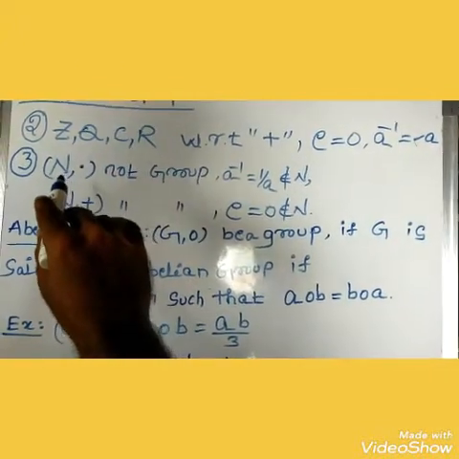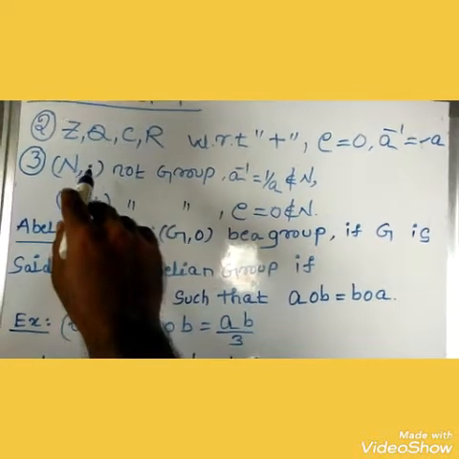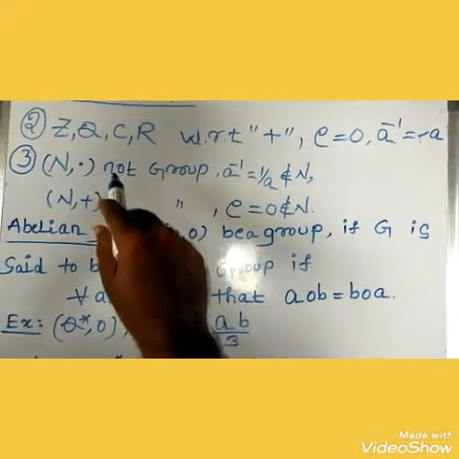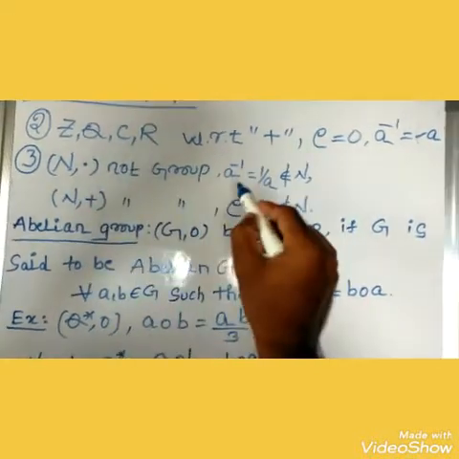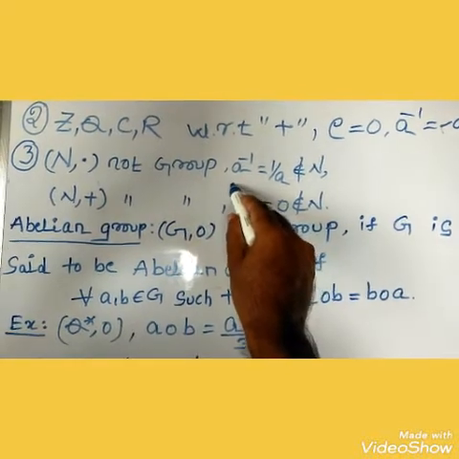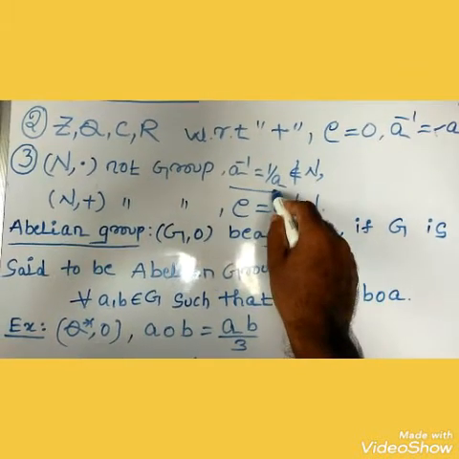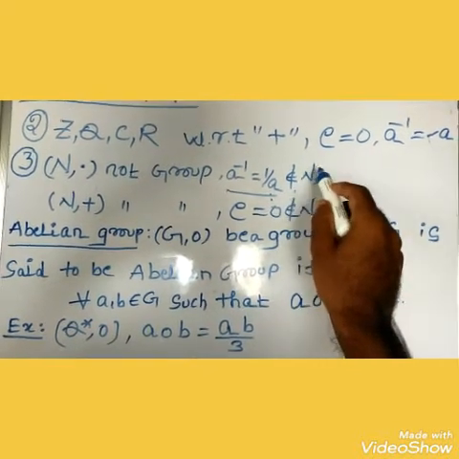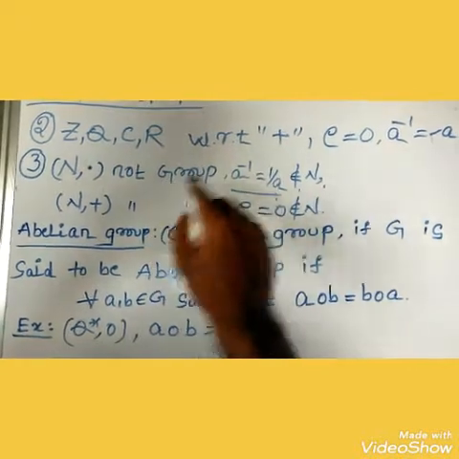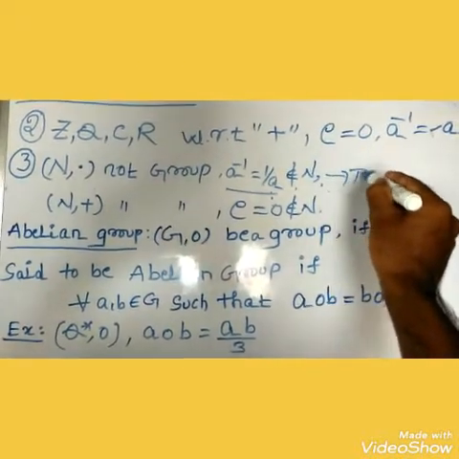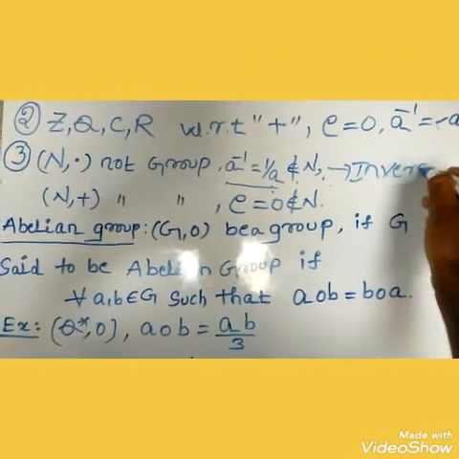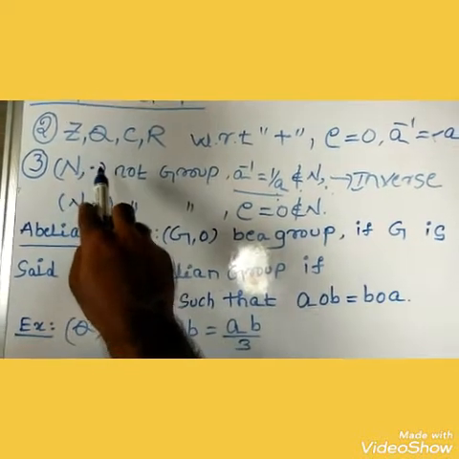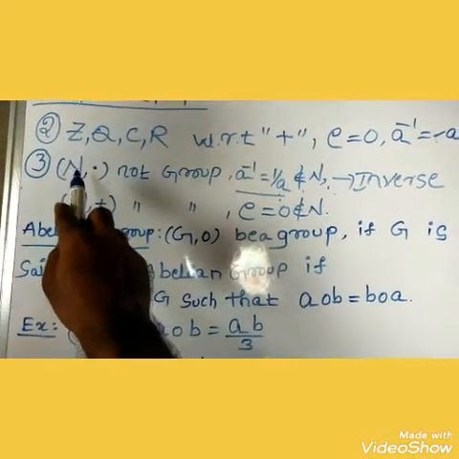Now I am taking the natural number set. With respect to multiplication it is not a group. Why? Because if I take any element a belonging to the natural number set, the inverse of that element is 1 by a. This is a rational number, but it does not belong to the natural number set, so this does not satisfy the inverse property. That's why with respect to multiplication, the natural number set is not a group.